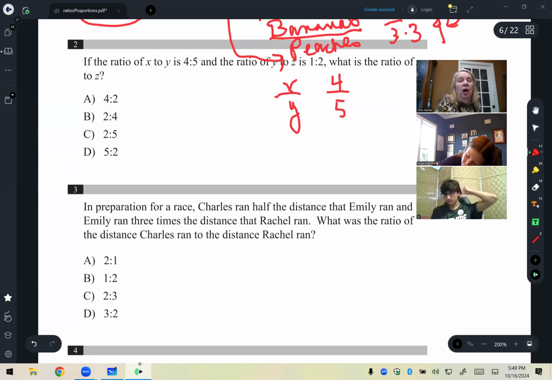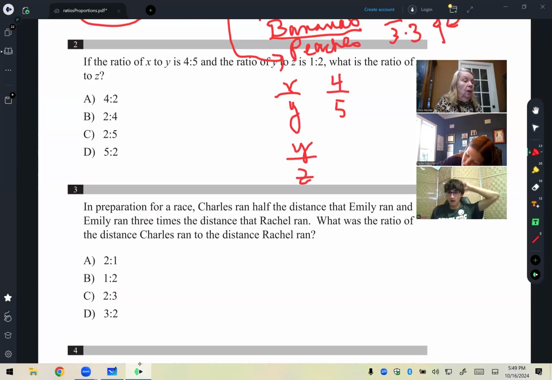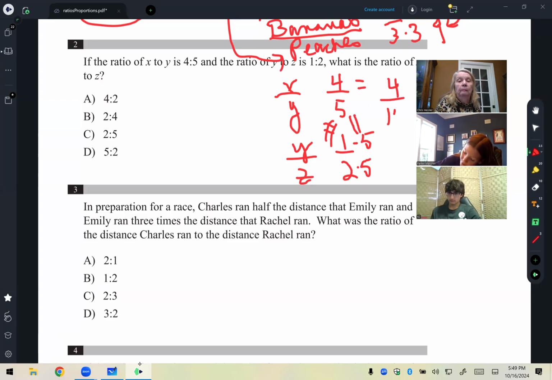And we have y to z, which is going to be 1 to 2. So the y's are not the same. So we have to multiply this by 5 and this by 5. Now the 5's are the same. So we're going to have 4 out of 10.